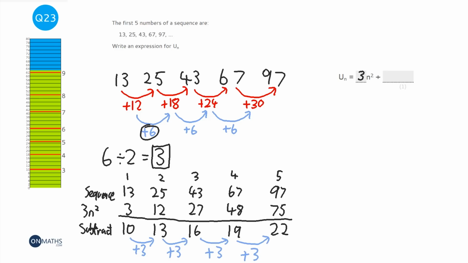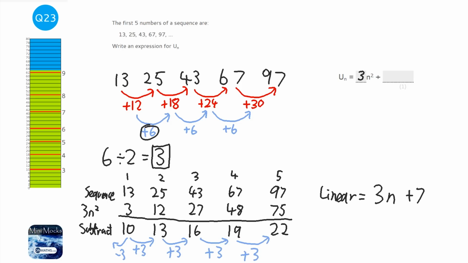So to do that, we find the 0th term. So we go back 1, we subtract 3. And that tells me, so I'll say linear, that's going to be a 7. So we know we're going to add 7. And we know it goes up in 3, so it's going to be 3n plus 7. So we've got our 3n squared already, and we just need to add 3n plus 7.